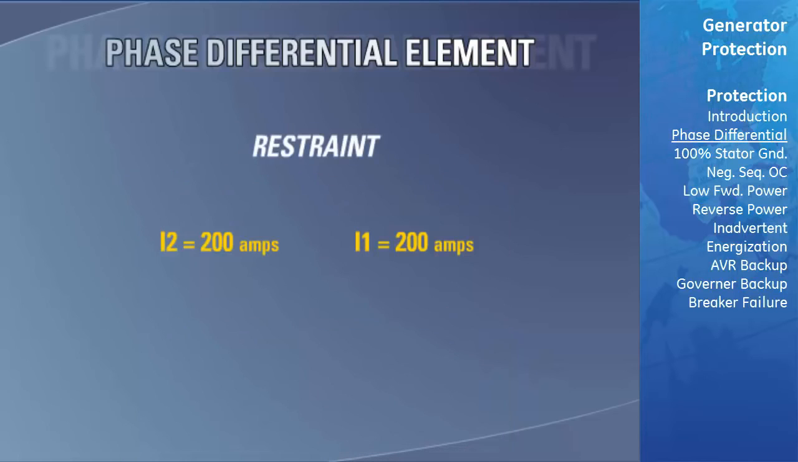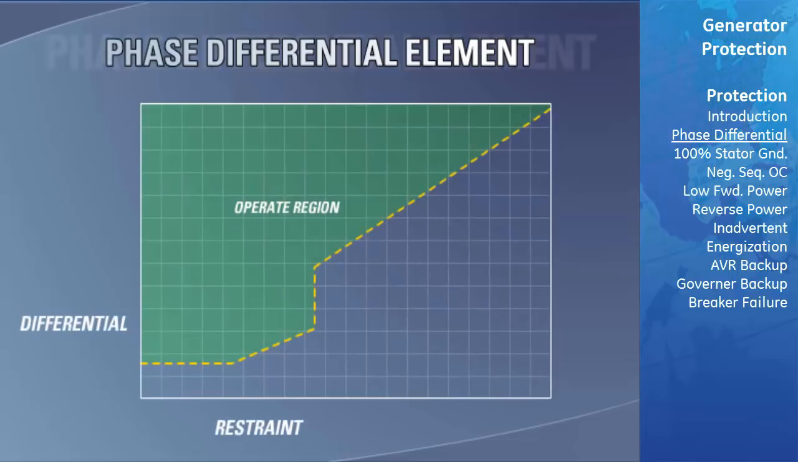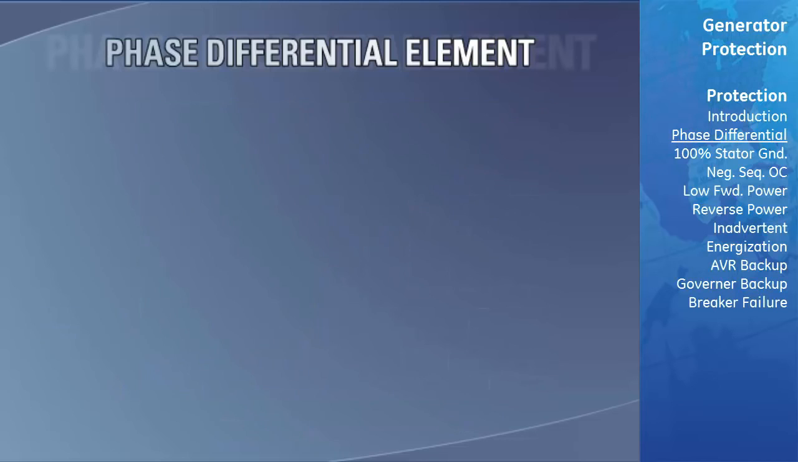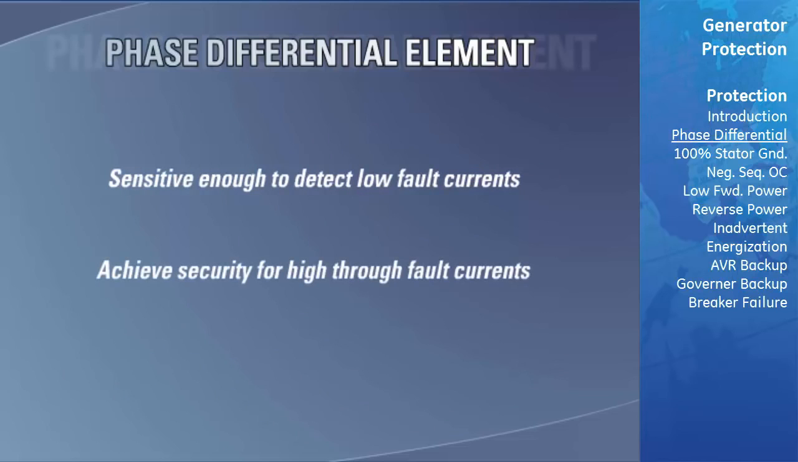There are many accepted ways of calculating the restraint signal. In our example, we will use the average of I1 and I2. When we plot the results on the dual slope percent restraint characteristic curve, we see that the resultant is well below the operating region. The slopes of the element can be adjusted to accommodate CT error and saturation to create a characteristic that is sensitive enough to detect faults at low current levels, while achieving security for high through-fault current conditions with additional CT error due to saturation.